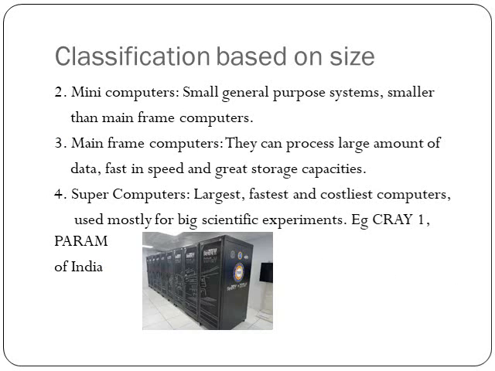Continuing the size-based classification. After micro we have mini computers that are smaller than mainframe and have a limited range of input and output capabilities. Then we have mainframe computers that are large, faster and have great storage capacity. And last but not the least, we have the largest, fastest, costliest and with largest storage capacity holders called supercomputers, mostly used for big scientific operations, for example Cray 1 and Param of India.